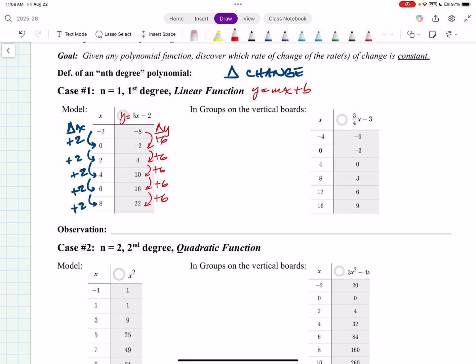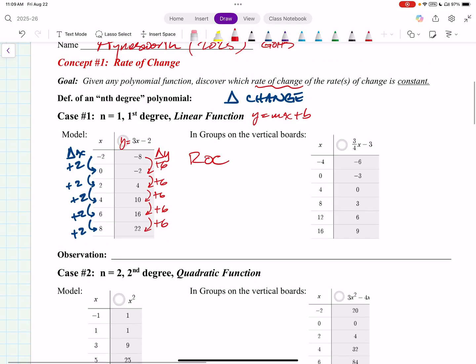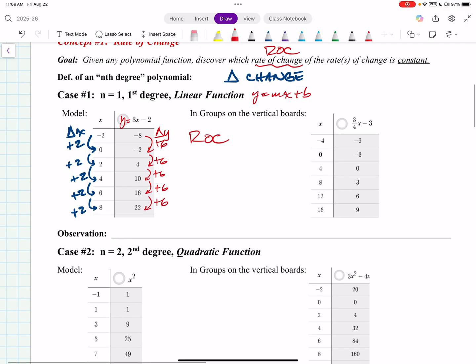Now let's write that down. I'm going to use some abbreviations here, some acronyms. Rate of change, ROC. Notice that the first rate of change, which we call the first difference, is constant. So the rate of change is constant. This is also called the first difference, and I'll explain why in a minute. So the first difference is constant. And the question is, does this always happen for linear functions?